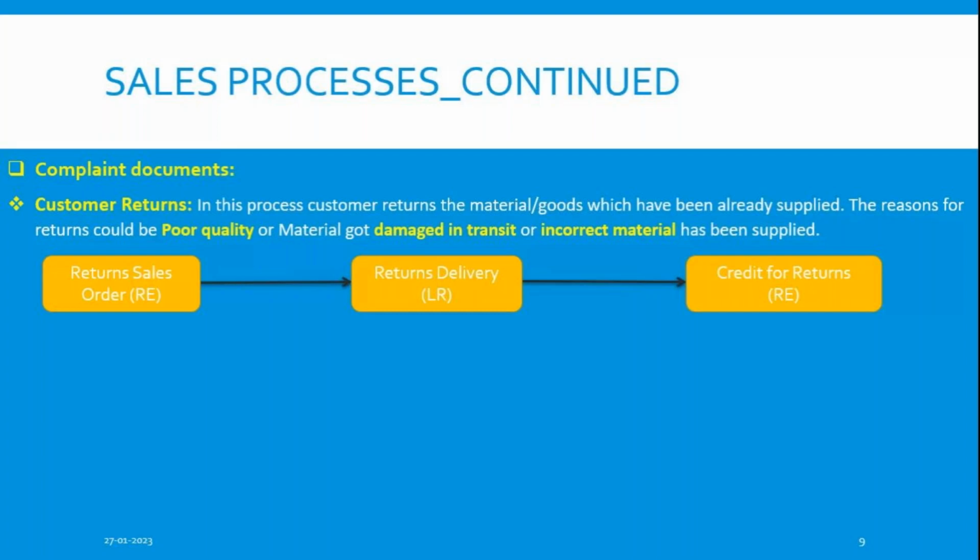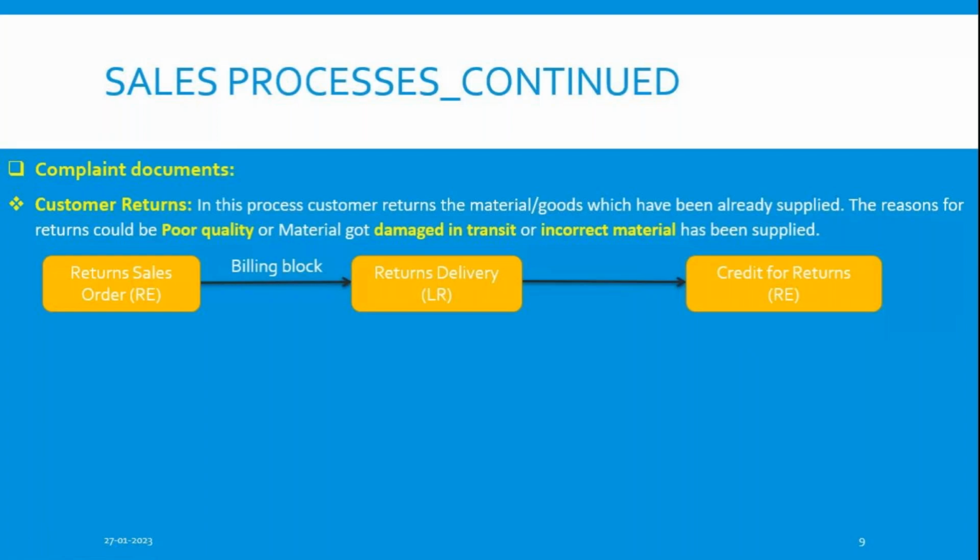See, we have taken the goods back. If the customer is asking for a replacement, we create a free of charge delivery and deliver goods to the customer without any invoice. But if the customer says no, I don't want it, credit my amount, then we go for the credit for returns. In SAP, we ask finance to return the customer's money, but finance says I should have a record to pay the customer. For that record purpose, we create a customer credit for returns. This is a billing document.